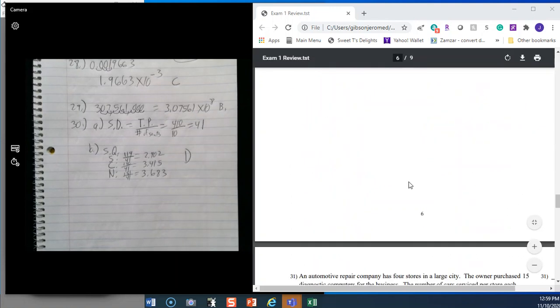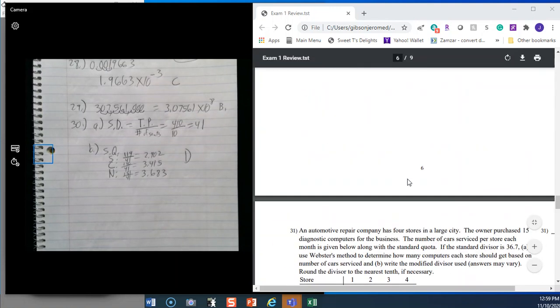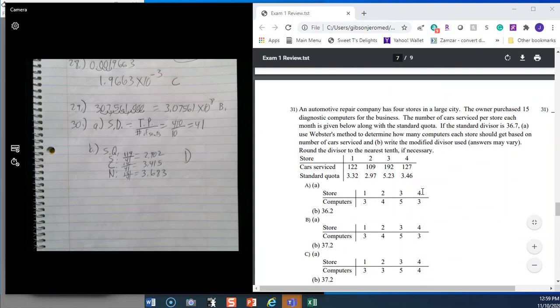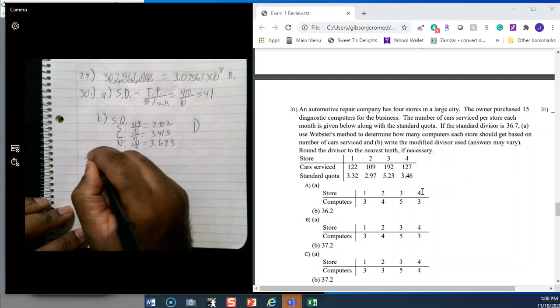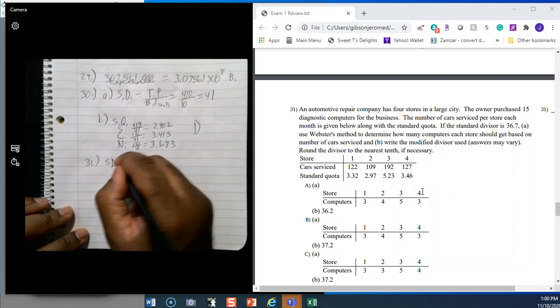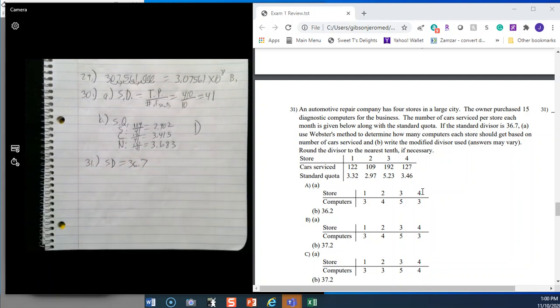All right, now, I believe 31 is the last problem, and then we'll go back to do those other problems. Okay, 31, an automotive repair company has 4 stores in a large city. The owner purchased 15 diagnostic computers for the business. The number of cars serviced per store each month is given below, along with the standard quota. If the standard divisor, now they tell us what the standard divisor is, so I want to write that down. The standard divisor is 36.7.